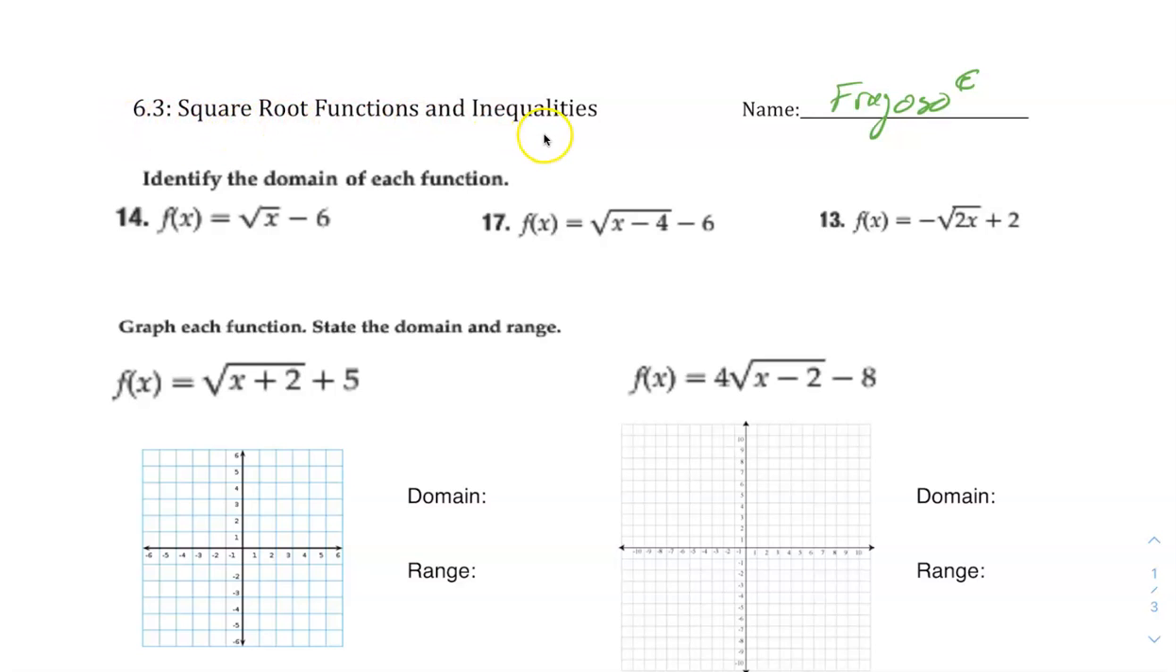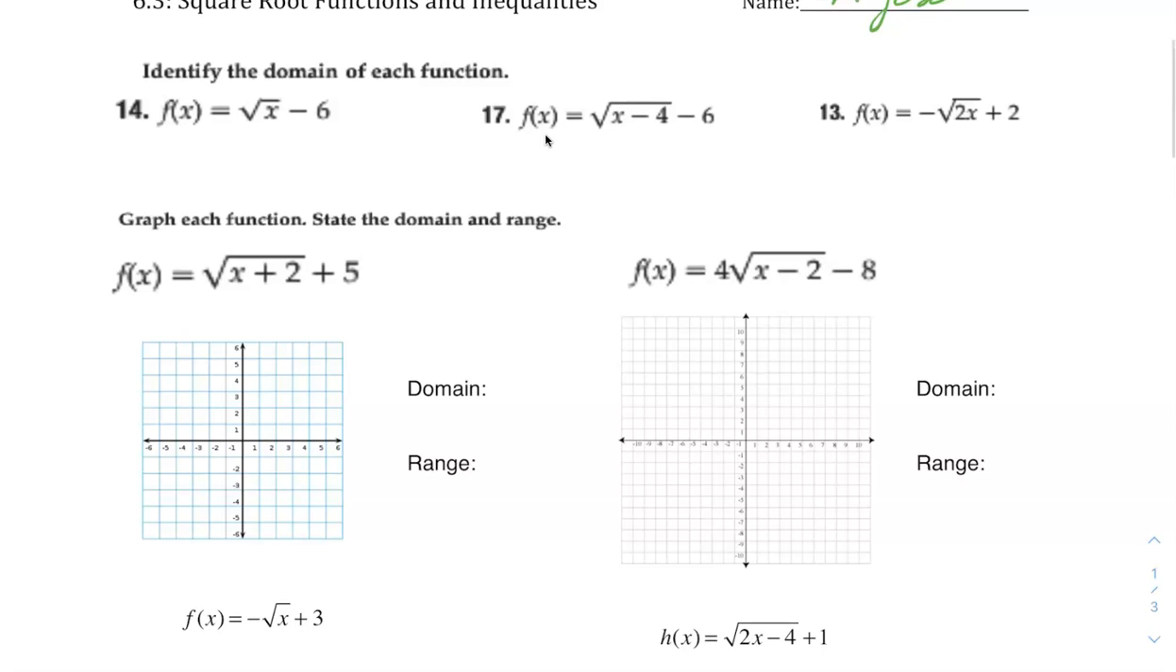6.3 square root functions and inequalities. Let's go to this worksheet. So, identify the domain of each function. Remember, domain is all about what we could plug in.